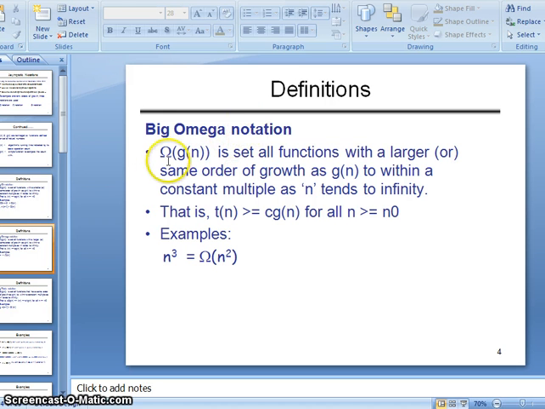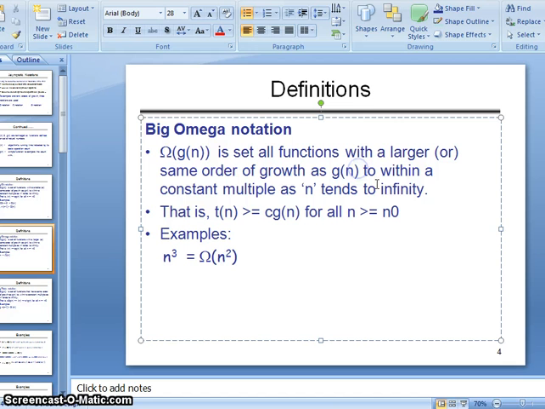Big omega notation is defined as: omega of G of n is the set of all functions with a larger or same order of growth as G of n, to within a constant multiple, as n tends to infinity. That is, formally T of n is greater than or equal to C into G of n for all input size n greater than or equal to n0. So because T of n is greater than or equal to C into G of n, big omega represents the lower bound. Example: n cube is in omega of n square, where n cube is greater than n square.